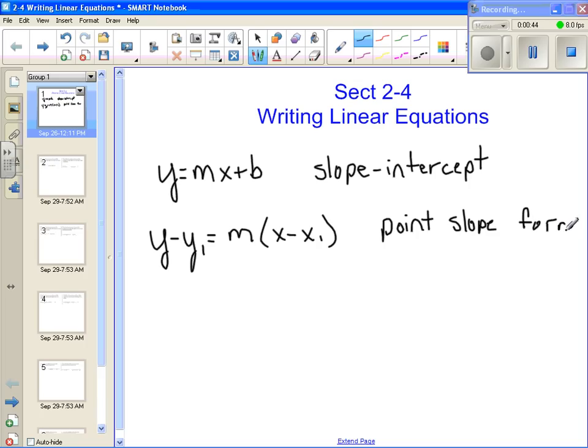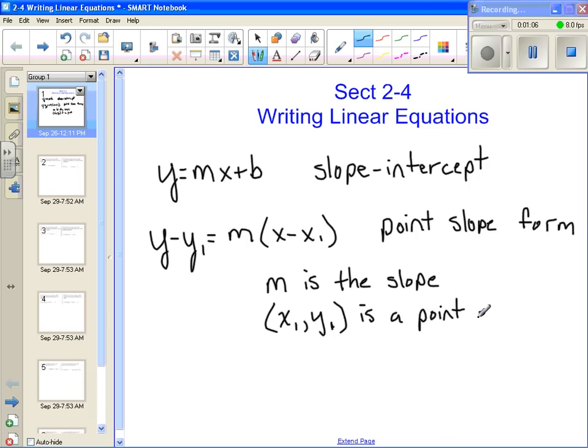And the m, in both cases, is the slope. So that tells us the steepness of the line and whether it's going up or down from left to right. And x1, y1 is a point on the line. All right, and I should have mentioned up here that the b represents the y-intercept. All right, so you'll be using one of these two equations.